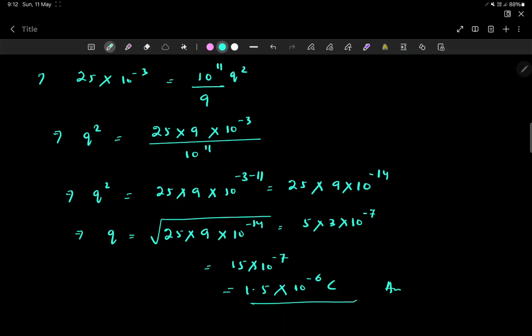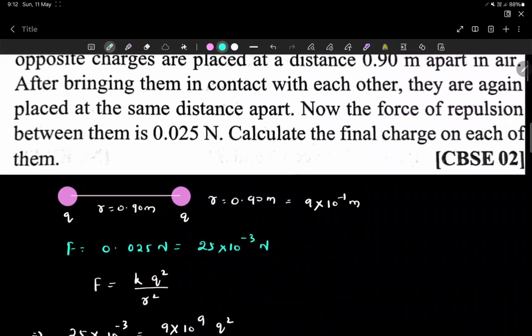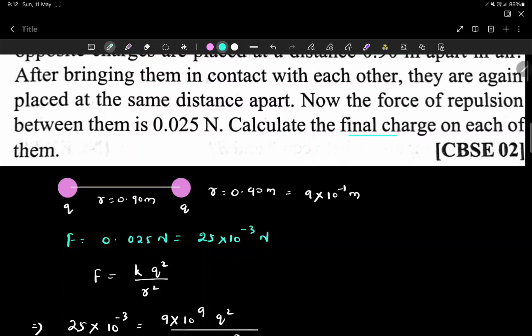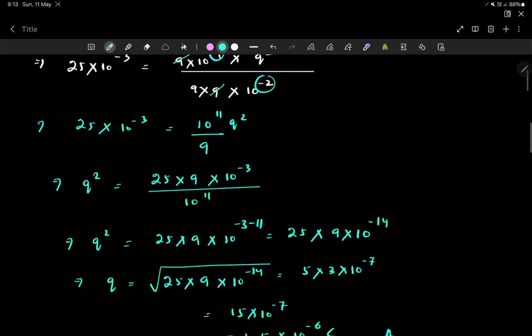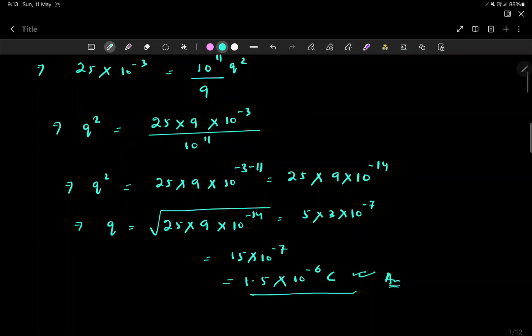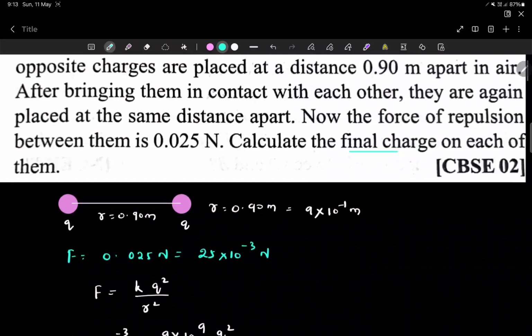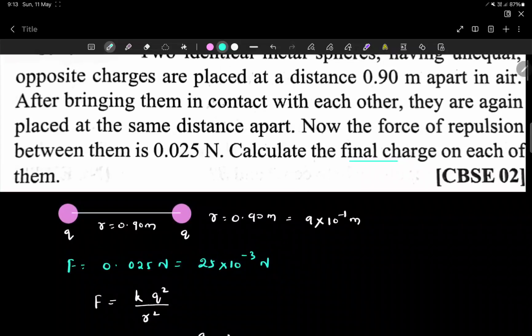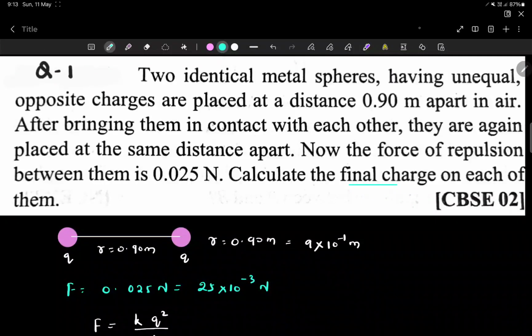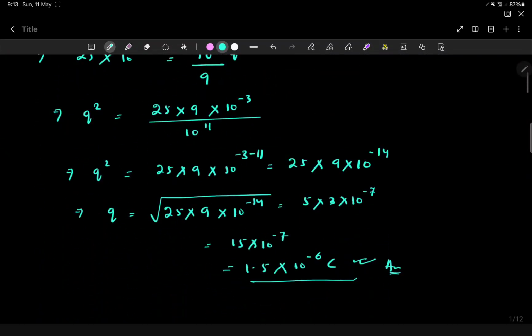Okay, this is the value, as per the question. Calculate the final charge on each of them after conduction or contact. Final charge on each of the spheres will be 1.5 into 10 to the power minus 6 Coulomb. I hope question number 1 is clear to all of you. Okay, next come to question number 2.